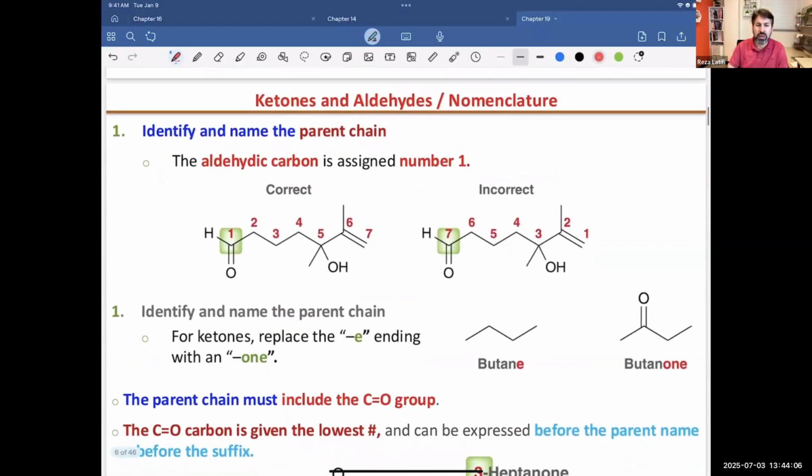And how about the ketone? The ketone is going to be the same thing. The only difference is at the end of the name, where we take the E and replace it by ONE. Otherwise, the way we label them will be exactly the same.